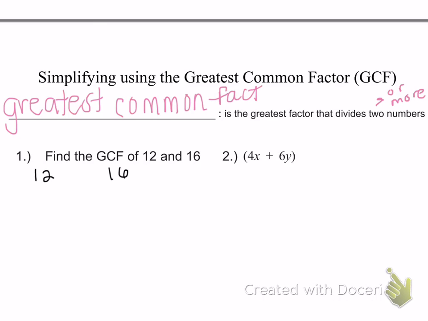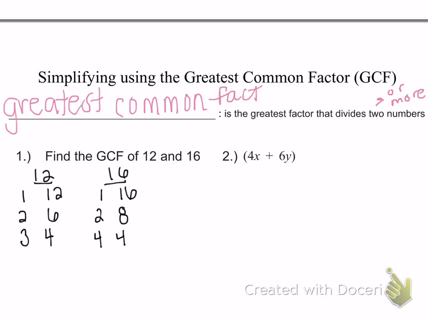Well, let's go ahead and list some of their factors. With 12, we've got 1 and 12, 2 and 6, and 3 and 4. Okay, that's all. And then for 16, we've got 1 and 16, 2 and 8, and 4 and 4.